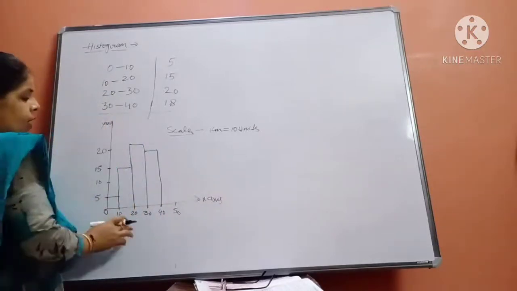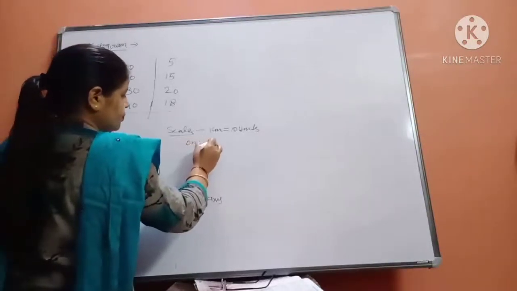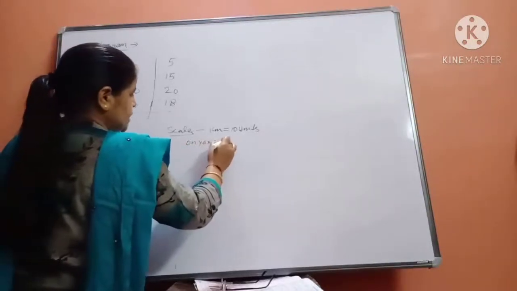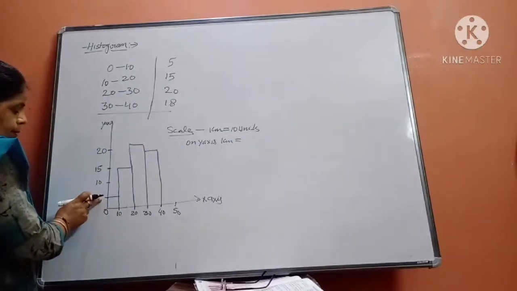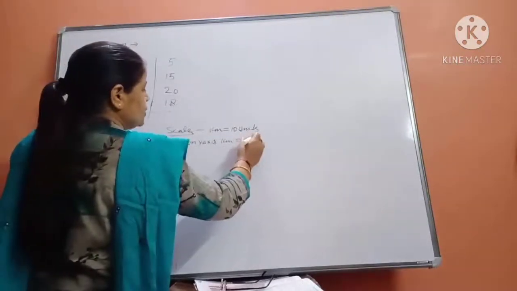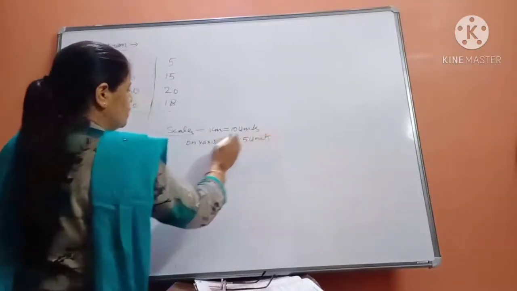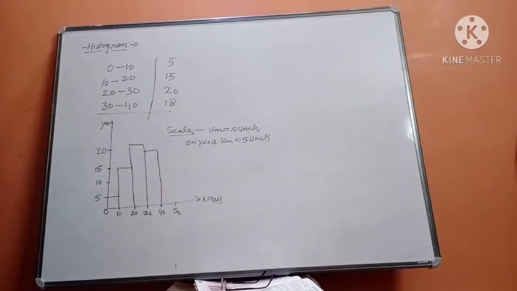And on the y-axis also, 1 centimeter is equal to how many units, because directly 5 is coming. So 1 centimeter is equal to how many units? 5 units. A gap of 5 is coming there. So 1 centimeter is equal to 5 units on the y-axis. So in this way we will select the scale.